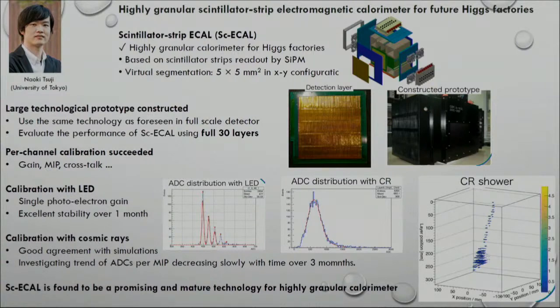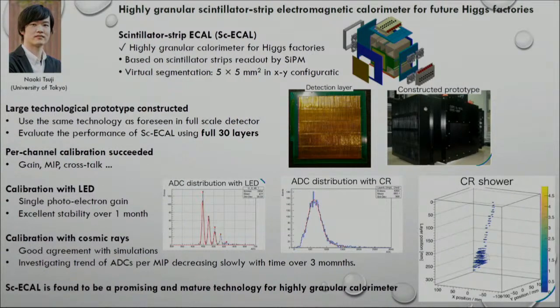This has been characterized at the per-channel level, and this all looks good. The calibration with LEDs was done. They can very nicely see the photoelectrons. Looking at cosmic ray showers, you can look at the Landau distributions, and here you can see the shower. They have good agreement with simulation. They are investigating a trend where it seems that the ADCs per MIP is decreasing slowly over 3 months. So this is under investigation.